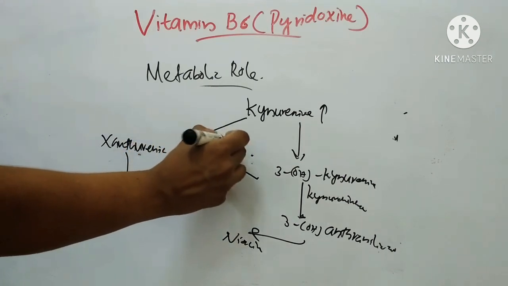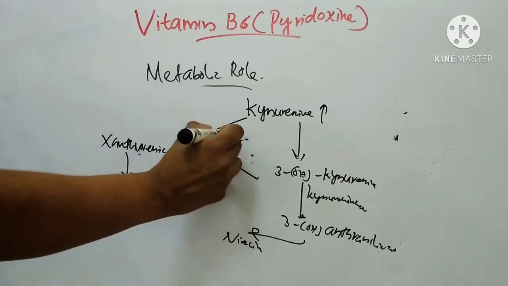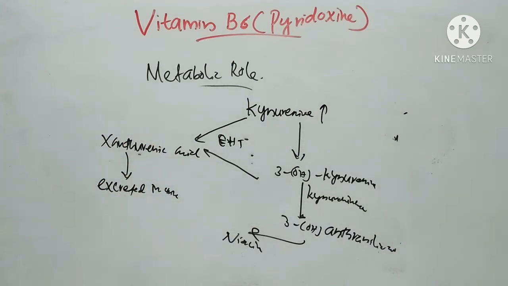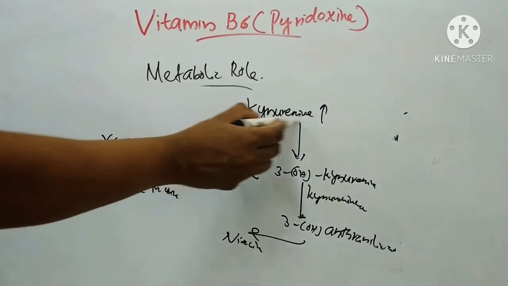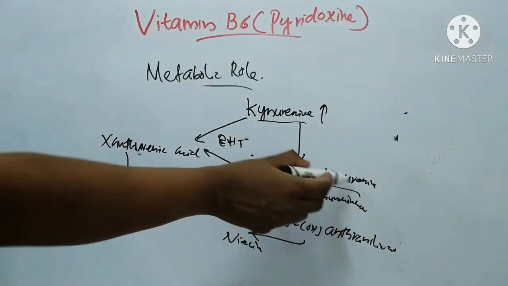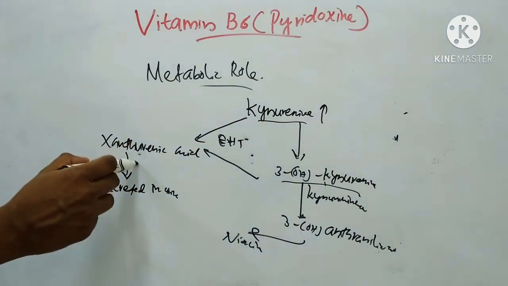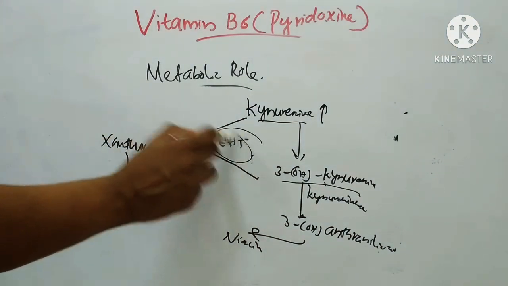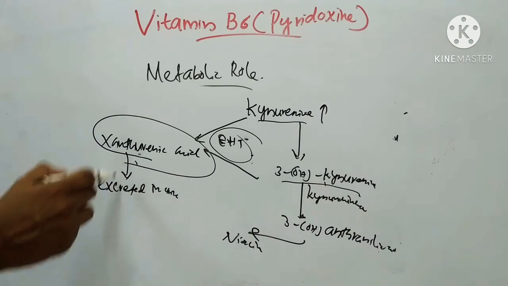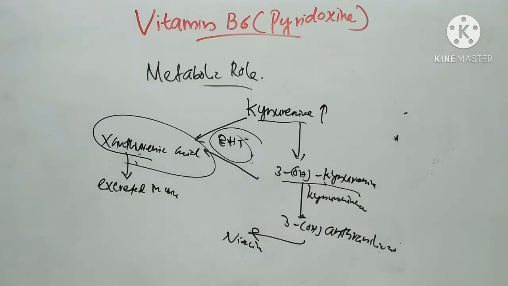This occurs in extrahepatic tissues. In B6 deficiency, kynurenine and 3-hydroxykynurenine can be converted into xanthurenic acid in extrahepatic tissues, and this xanthurenic acid is excreted in urine. Then next is transsulfuration.